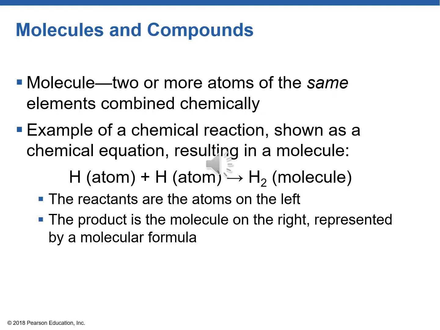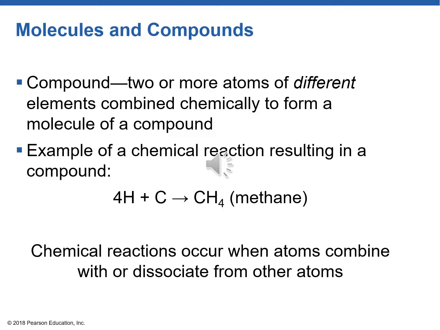Here we go. So a molecule is 2 or more atoms that are the same that have joined together. So we see an example of that, 2 hydrogen atoms joining together to form a hydrogen molecule. And here we go with a compound. Compounds have 2 or more atoms that are different, and they join together. For example, we have 4 hydrogens and 1 carbon joining together to form methane. Methane is a gas.